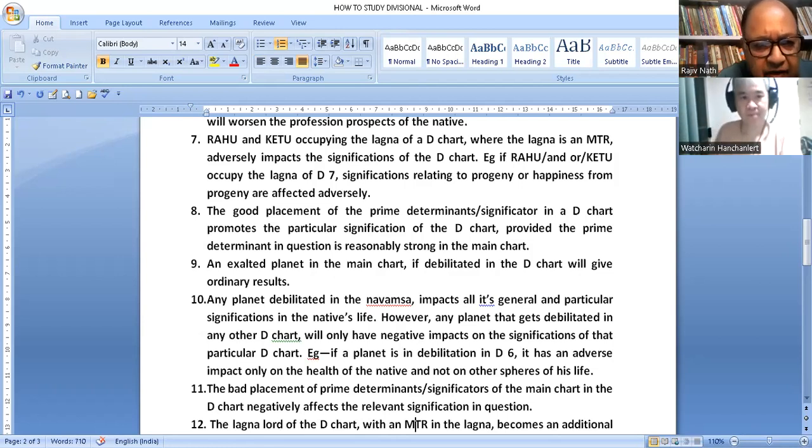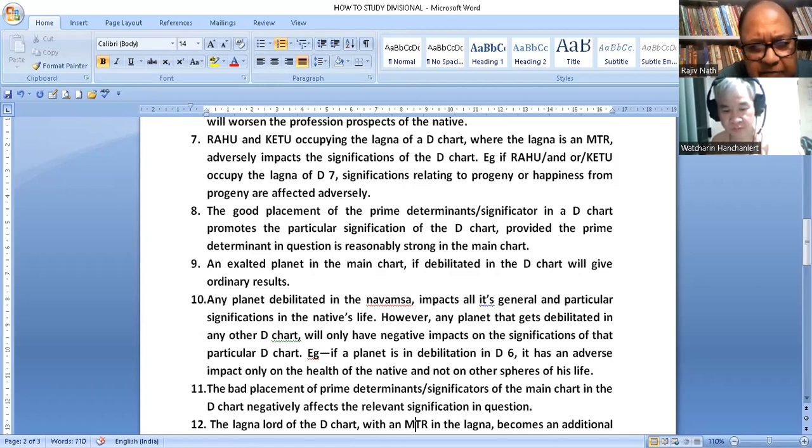So now number 7, Rahu and Ketu occupying the Lagna of a D chart. The ascendant of a D chart, where the Lagna is a Mool Trikon Rashi, adversely impacts the significations of the D chart. This is a rule. For example, if Rahu and or Ketu occupy the Lagna of D7, significations relating to progeny, that is childbirth, or happiness from progeny are affected adversely.